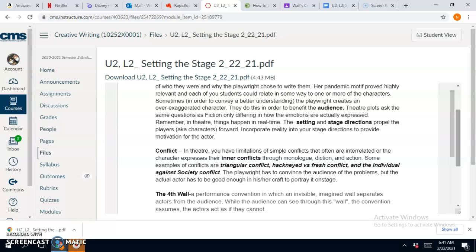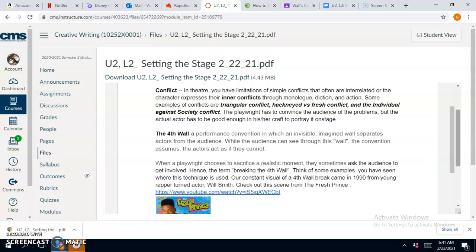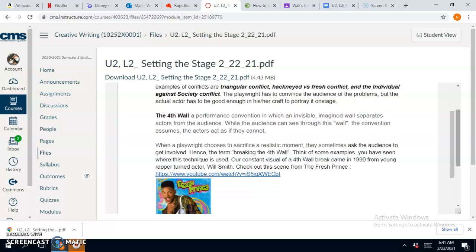They have different types of conflicts, such as triangular, hackneyed versus fresh, and the usual typical individual versus society. The playwright has to convince the audience of the problems, but the actual actor has to be good enough to portray it on stage. All right, so then we have the fourth wall.